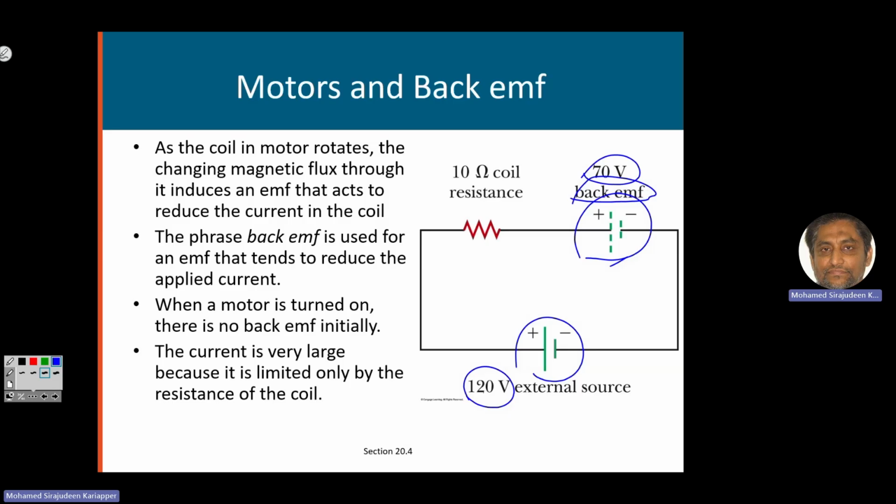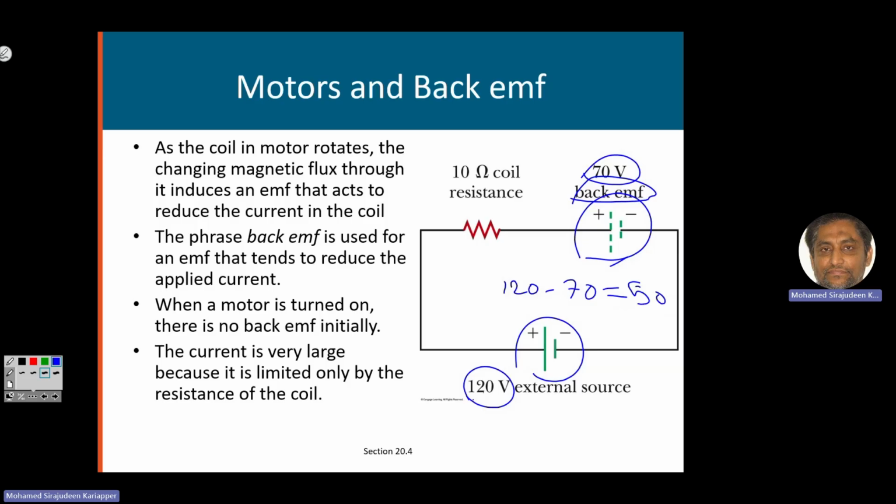If it is not there, the current through the coil will be 120 divided by 10, Ohm's law. Voltage divided by the resistance will give you the current. But now, because of the back EMF, the effective EMF will be 120 minus 70. So now the current will be smaller. Because of this back EMF, the current will be reduced. 120 minus 70, it will be 50. Sorry, I wrote it the other way around.